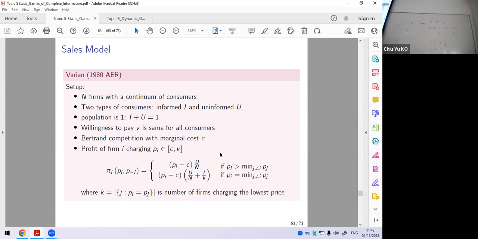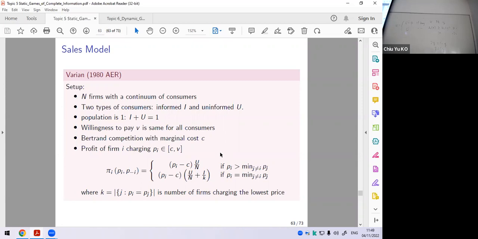Why? At V, you will try to exploit. You forget about the informed guys and just try to exploit the uninformed as much as possible. And why do you randomize over lower prices? Because you will engage in competition, because some people come to your store and will just buy. The reason why they're willing to buy at a price higher than C is because everyone is randomizing.